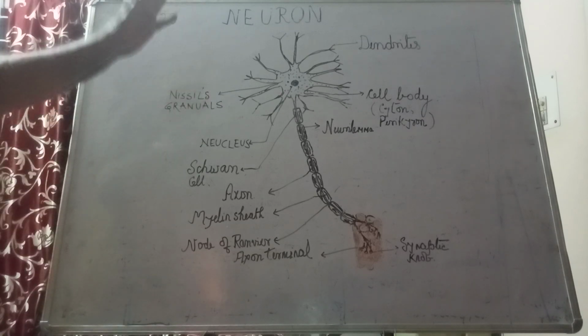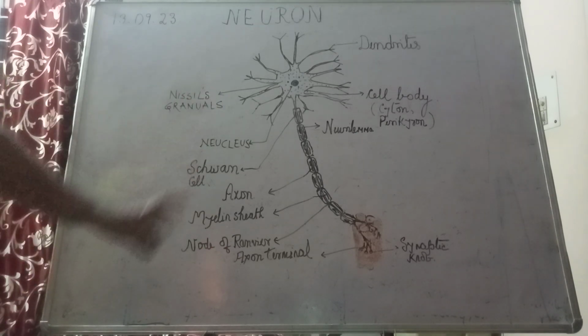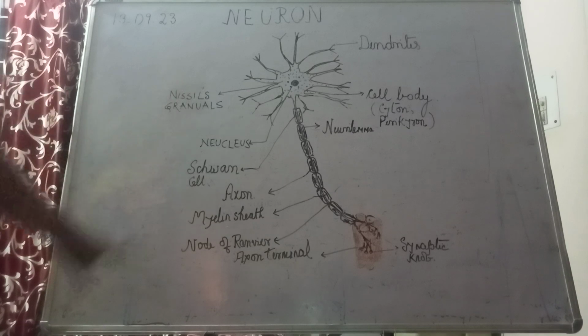And these are the special cells, the glial cells, the Schwann cells, and the extra protection that is being given to the axon. So this you understood?